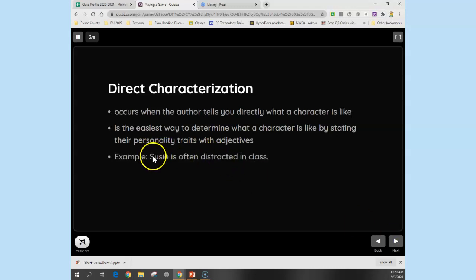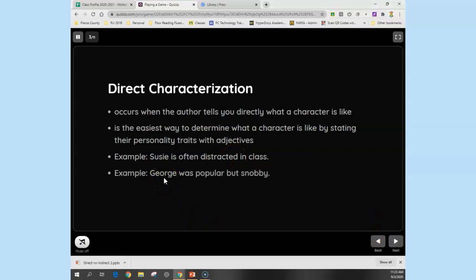For example, Susie is often distracted in class. I don't have to guess what Susie's like. The author tells me right here with this adjective, distracted. Distracted tells me how Susie is. So that's direct characterization because the author directly tells me what she's like.